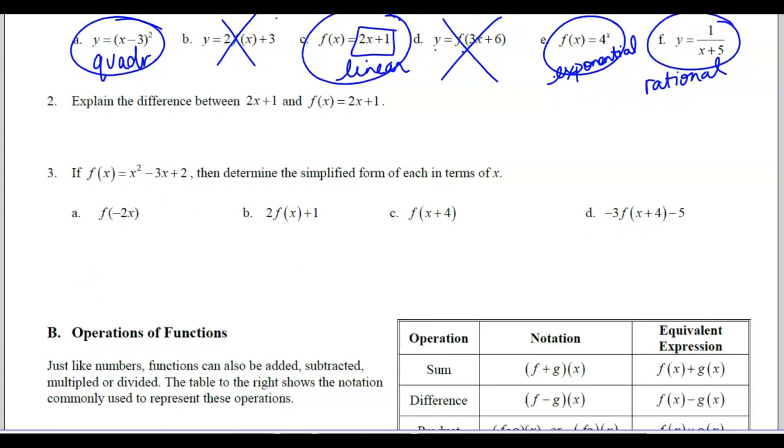Okay, so explain the difference between 2x plus 1 and f of x equals 2x plus 1. Well, this doesn't have an equal sign. No equal sign. So remember, if we have an algebraic statement like that, it's called an expression if there's no equal sign. So this is an expression, and this is an equation of a function.